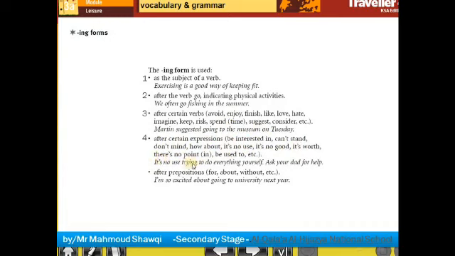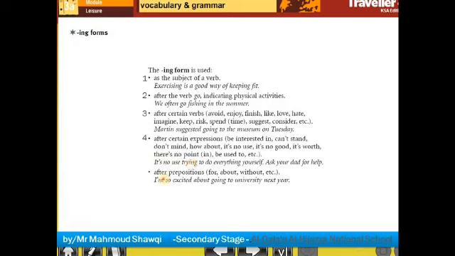It's no use trying. It's no use trying to do everything yourself. Ask your dad for help. It's no use. After this expression, we add ing to the verb try. It's no use trying. I am interested in playing tennis.